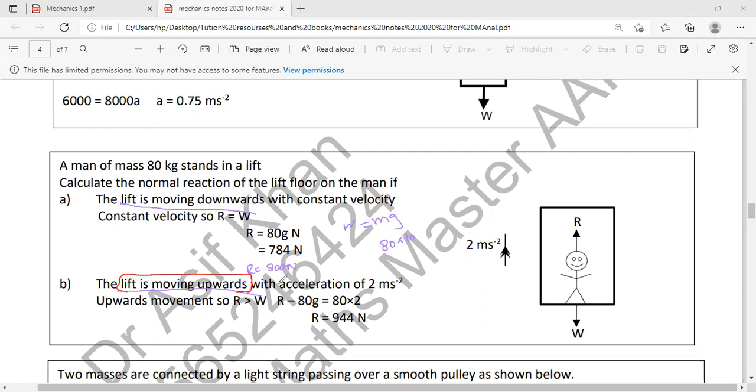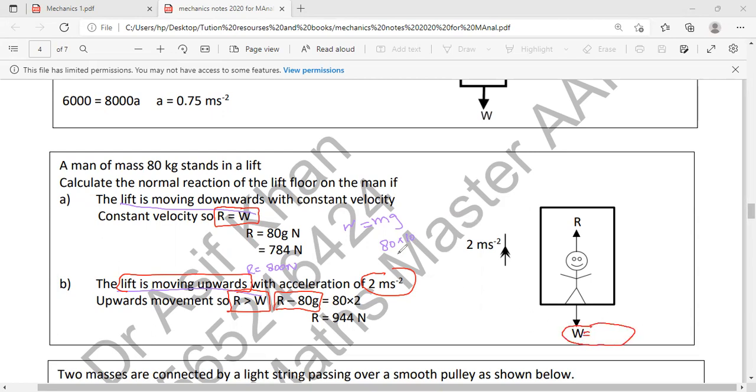Okay, then after that, with acceleration of 2 meter per second square, we have discussed that R is greater than W in this case. Previous case में क्या था? R is equal to W था, but here R is greater than W. And how do you calculate R? R minus ATG. R क्या है आपके पास? Upward force. This ATG क्या है? This W.